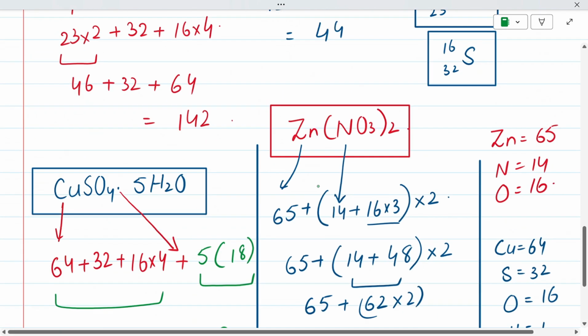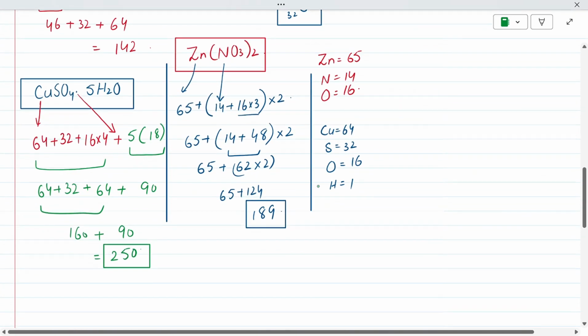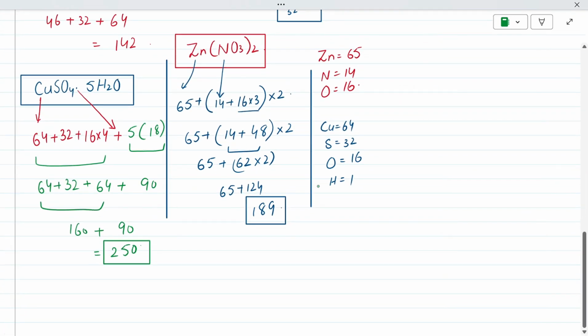So this is a little bit of practice for calculating the relative molecular mass, or Mr, for finding the moles. You will not be able to find the moles unless you know this. When you can do this correctly, then you will be able to do the next step. Okay, let's move on to the other part now.